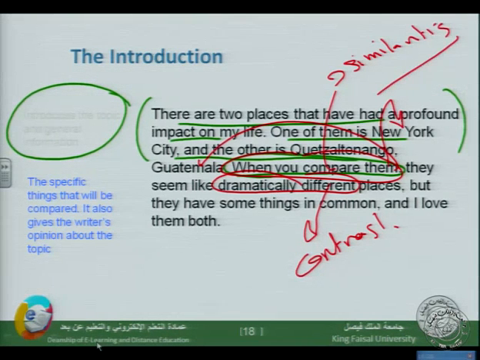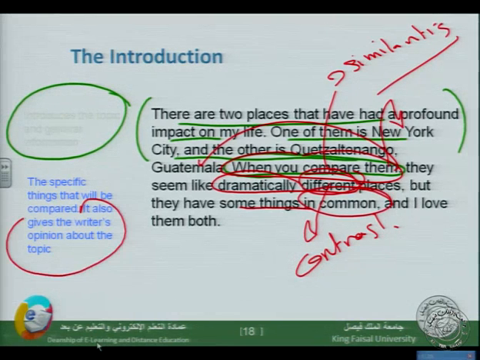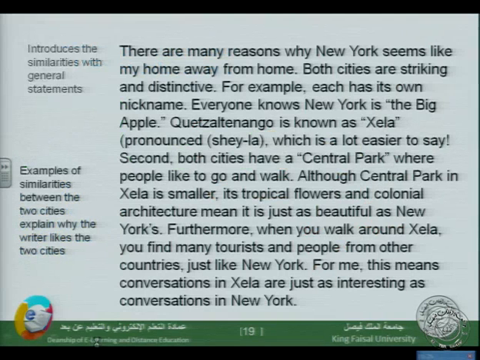But it seems that they are more different than they are similar, but they have some things in common. So they have differences and similarities. Here the writer is giving his opinion also. So in the introduction we give general information, then the specific things that will be compared or contrasted, and then the writer's opinion.